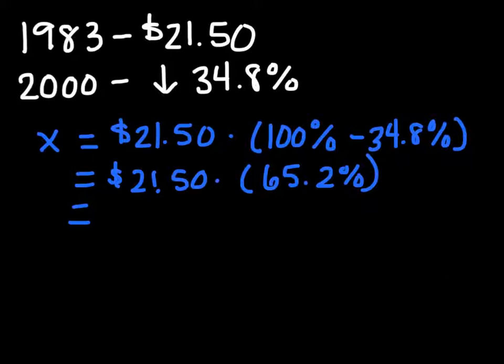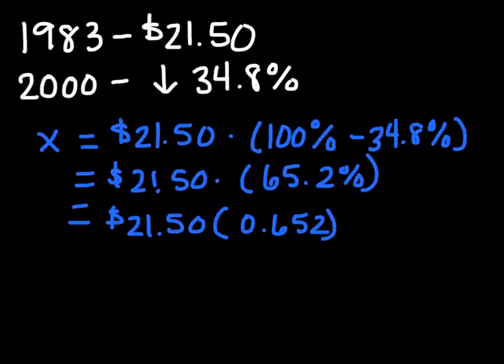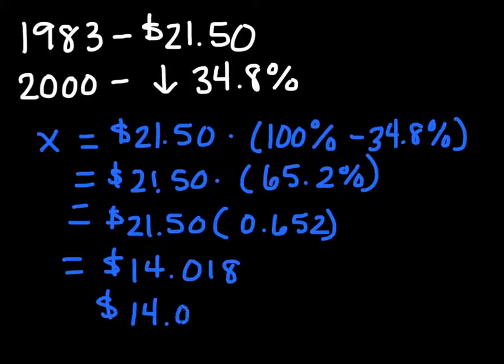We want to write our percent as a decimal. And then we multiply to solve, which gives us a price of $14.18, so we would round that to $14.02. So the average price of a CD in 2000 was about $14.02, which represents a 34.8% decrease from the average price in 1983, which was $21.50.